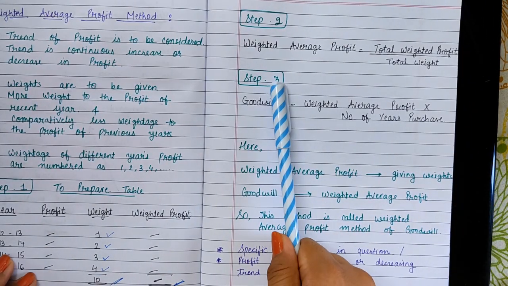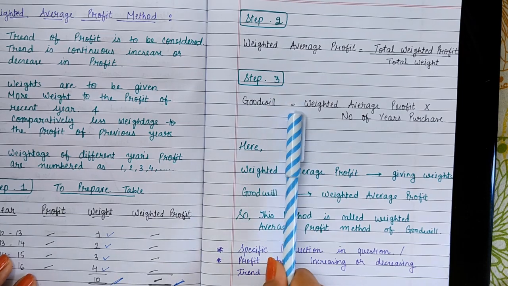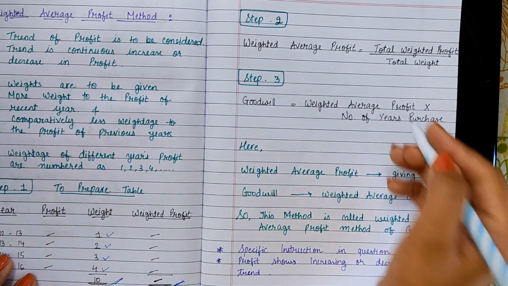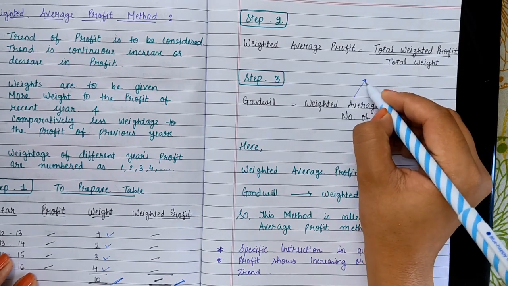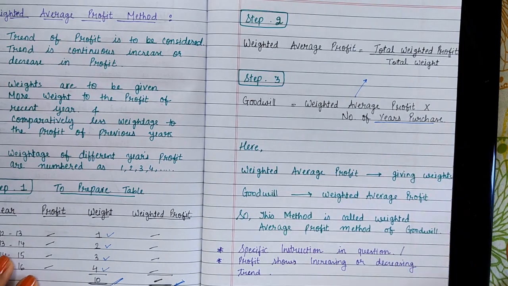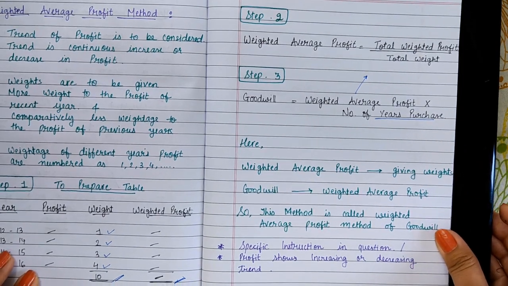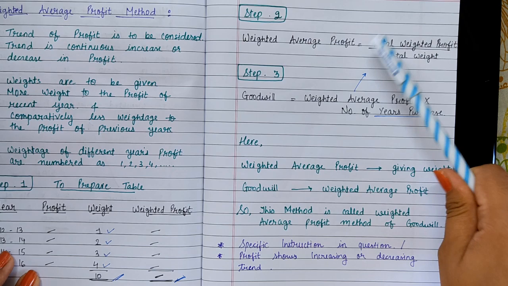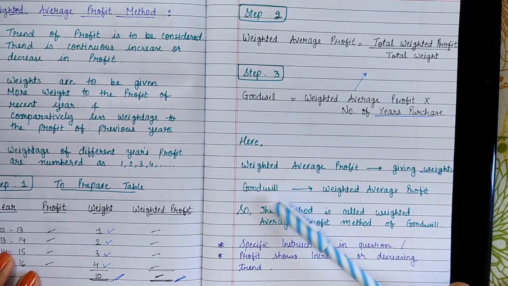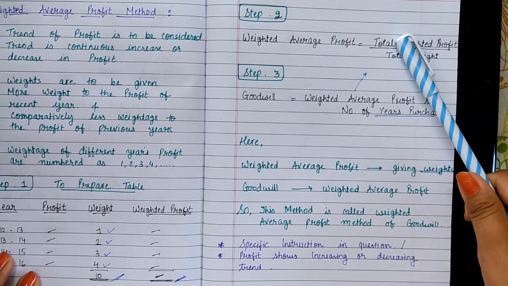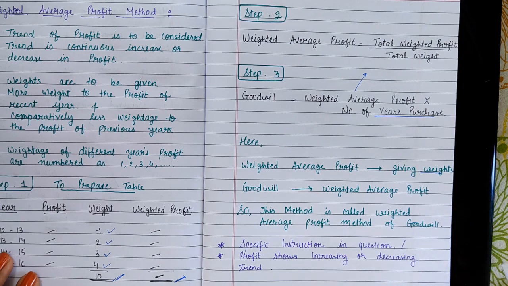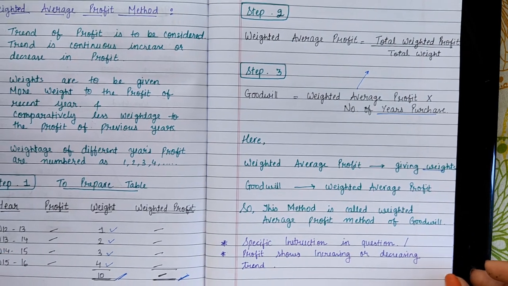Then step 3, to find goodwill. Goodwill is equal to weighted average profit multiplied by number of years purchase. Weighted average profit you can get from step 2 and number of years purchase will be given in your question. Here we are finding weighted average profit by giving weights, and then we are finding goodwill with the help of weighted average profit. So this method is called the weighted average profit method of goodwill.